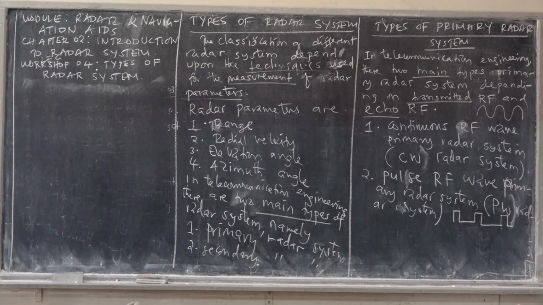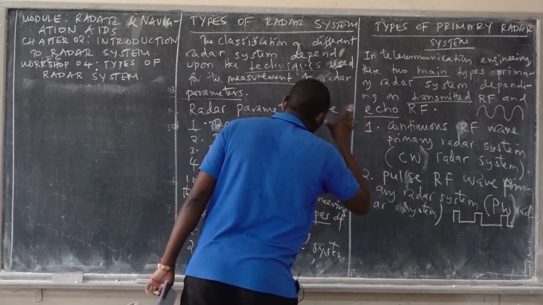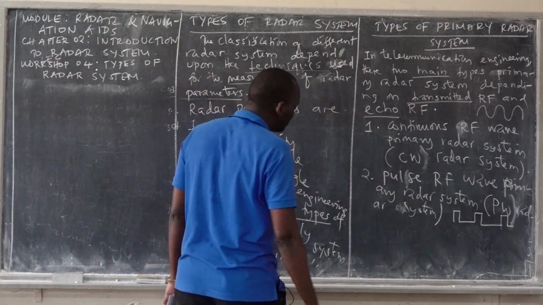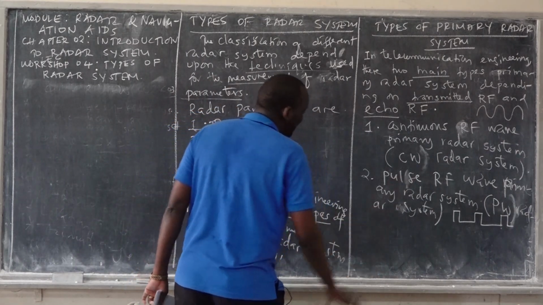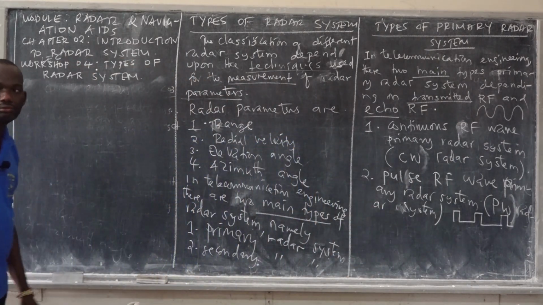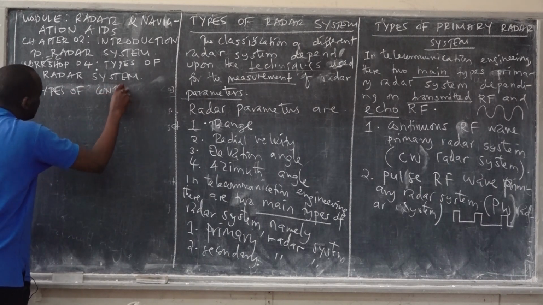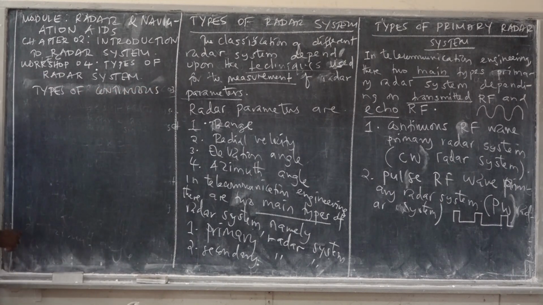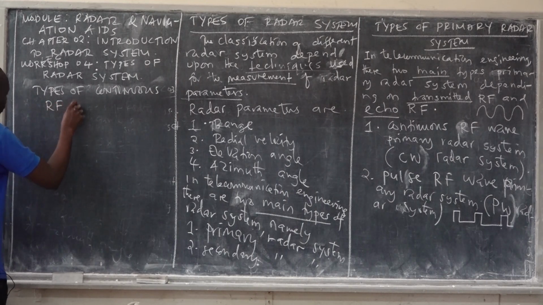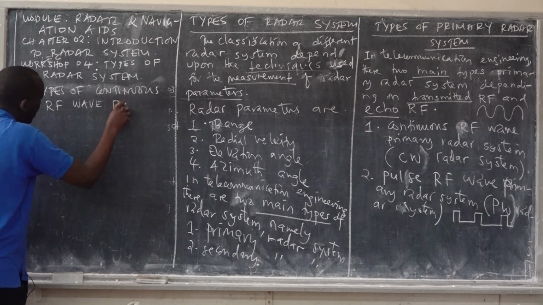So we can categorize further, or break down and come up with two types of continuous radio frequency wave and two types of pulse radio frequency wave. So for that case, we say types of continuous RF, or types of continuous radio frequency wave radar system.